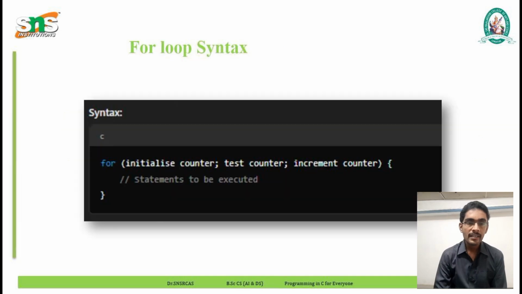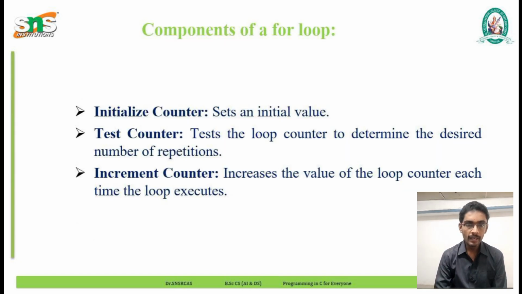Here is the for loop syntax. Inside the for statement there are three segments. The first segment belongs to initialization, the middle segment belongs to the test condition statement, and the last section is the increment or decrement section. And the components of for loops are as follows.